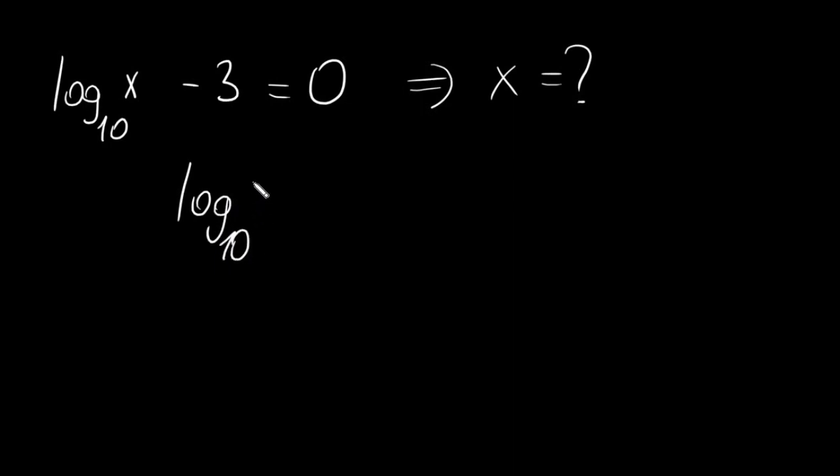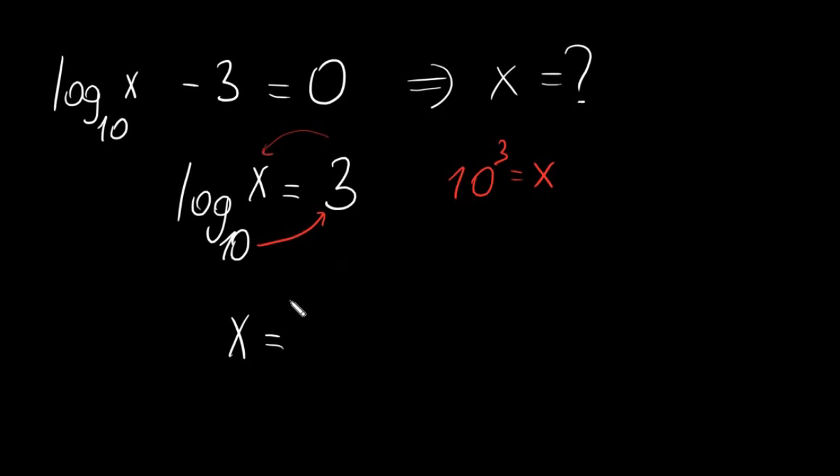Log base 10 of x is just going to be 3, right? Or you can just move negative 3 to the right hand side and you can change the sign of negative 3. That's going to be positive 3. And so x is going to be 10 to the power of 3. So x is equal to 10 to the power of 3.